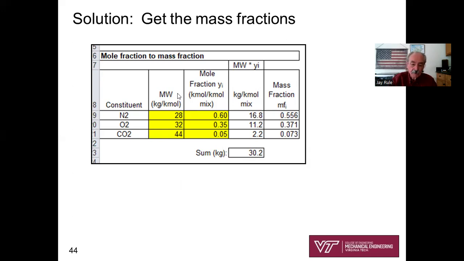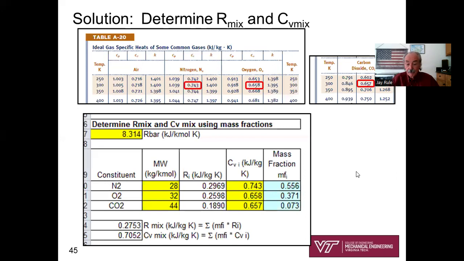Now, let's see, what's different than my previous example problem? Well, all I did was write down my molecular weights first and then my mole fraction second. So it doesn't really matter. These are identical as long as you do the math correctly by multiplying these two together to get kilograms per kilomole of mixture. So I've got my mass fractions now.